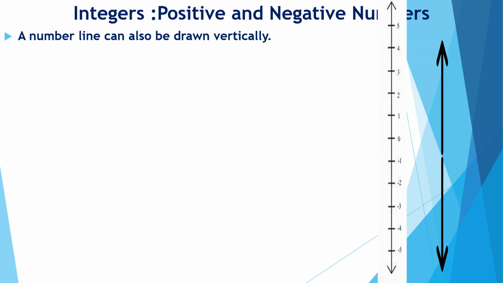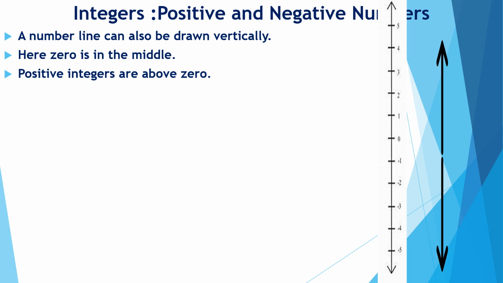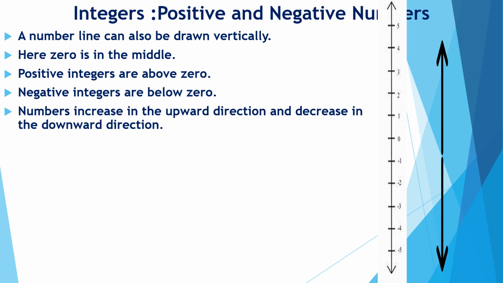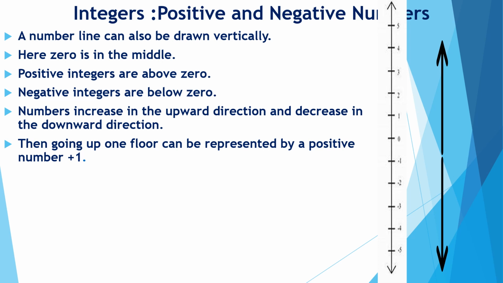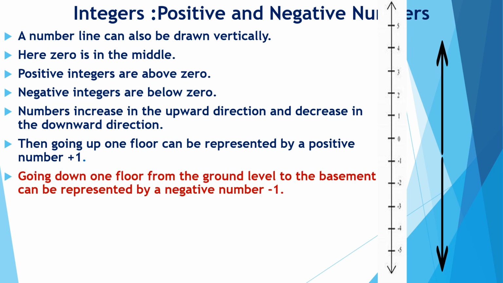A number line can also be drawn vertically. Here 0 is in the middle. Positive integers are above 0. Negative integers are below 0. Numbers increase in the upward direction and decrease in the downward direction. Then going up one floor can be represented by a positive number, +1. Going down one floor from the ground level to the basement can be represented by a negative number, -1.